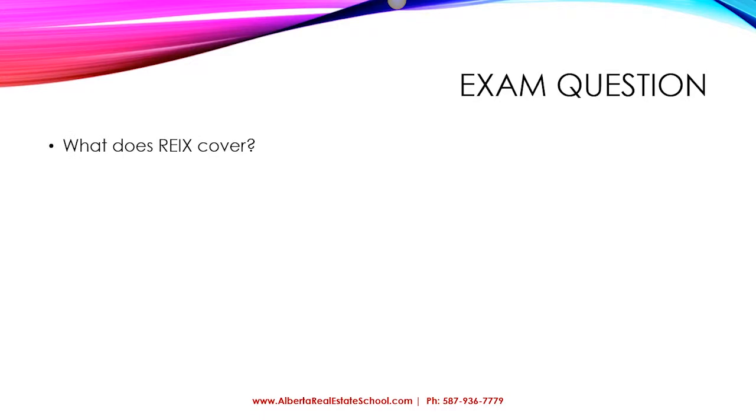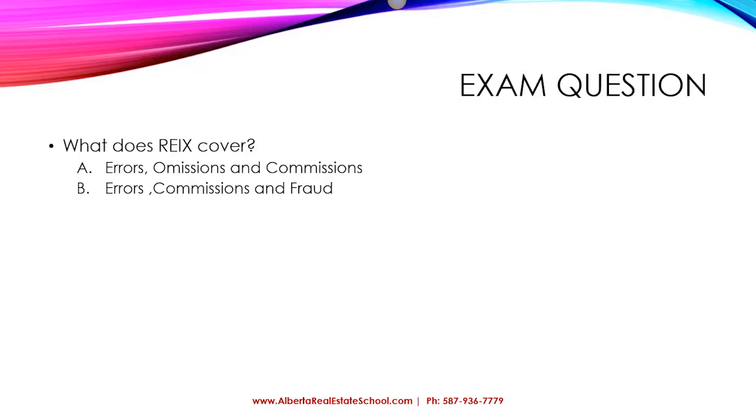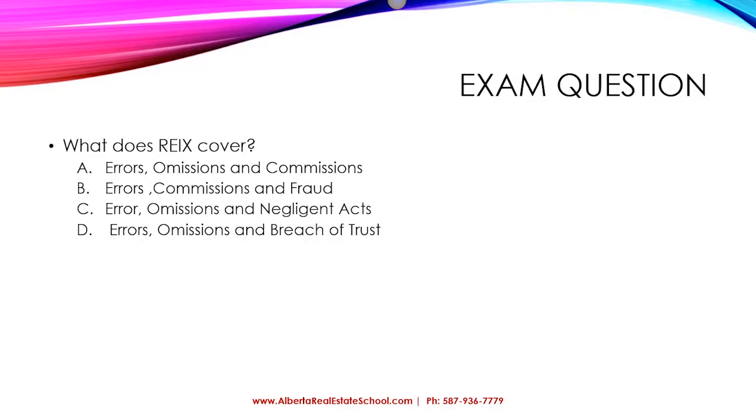Next exam question, what does REIX cover? And the options are A, errors, omissions, and commissions, B, errors, commissions, and fraud, C, errors, omissions, and negligent acts, or D, errors, omissions, and breach of trust. And the correct answer is C.